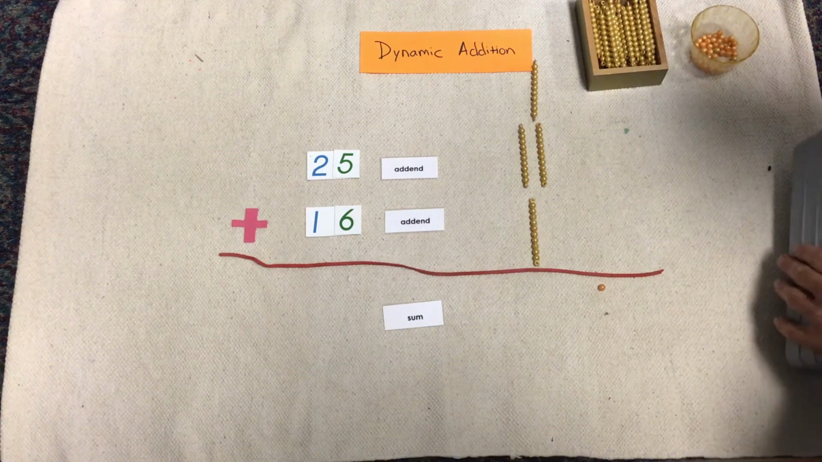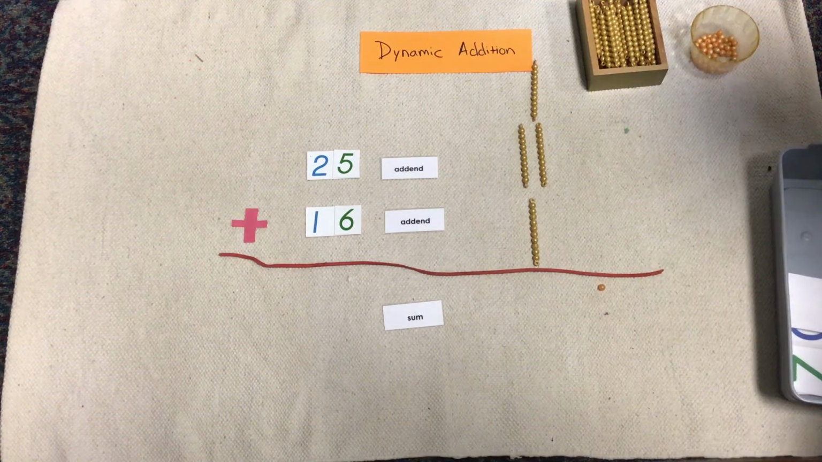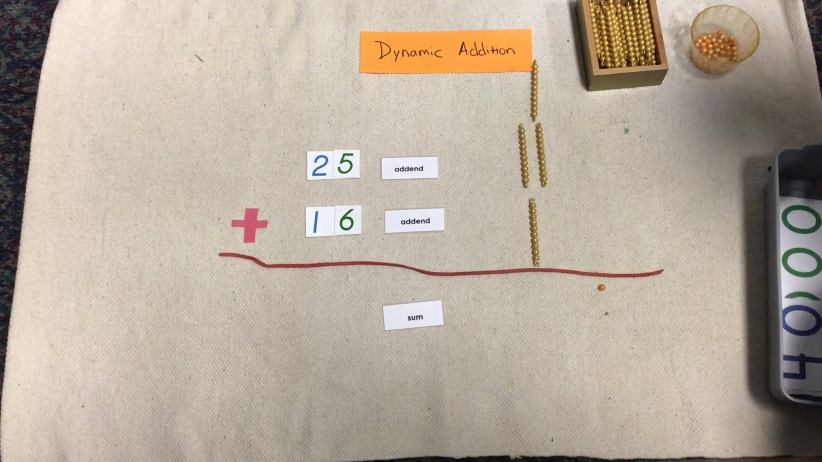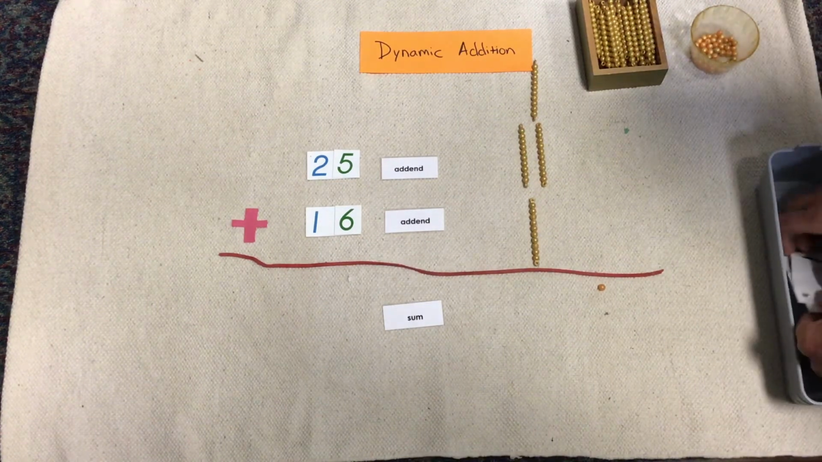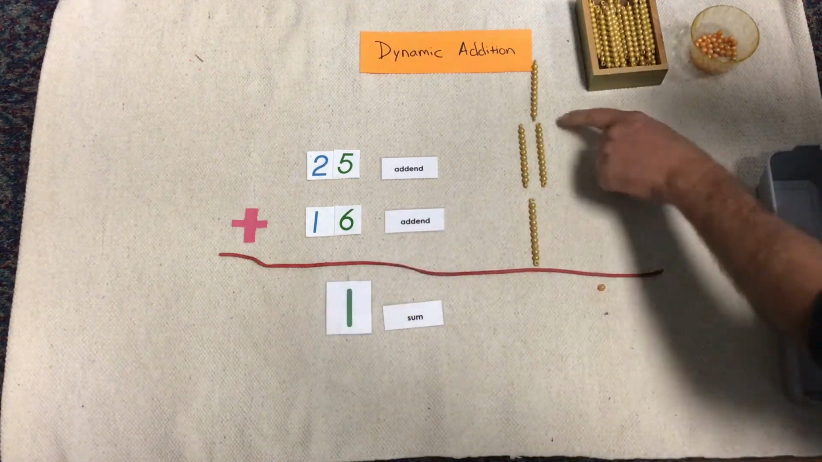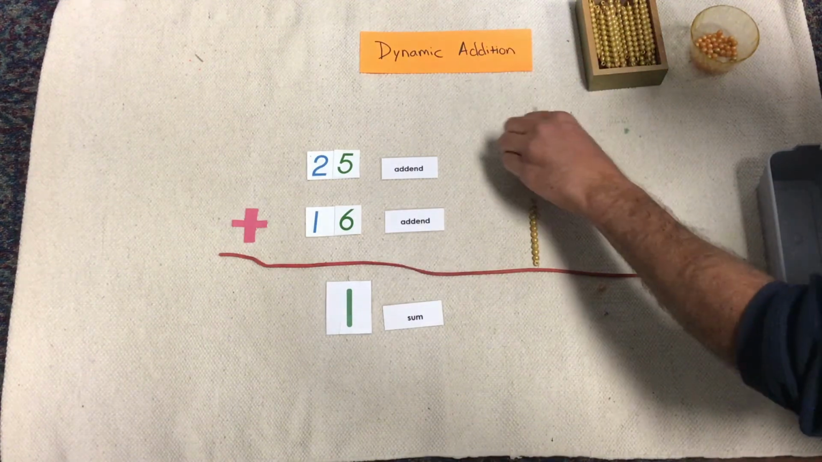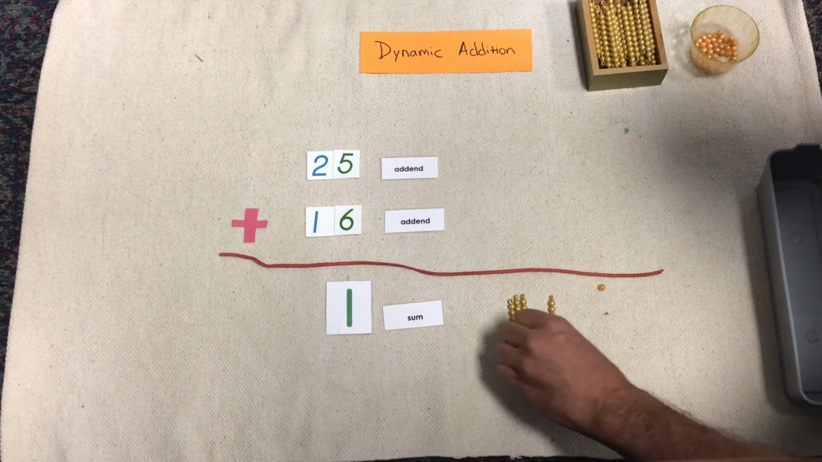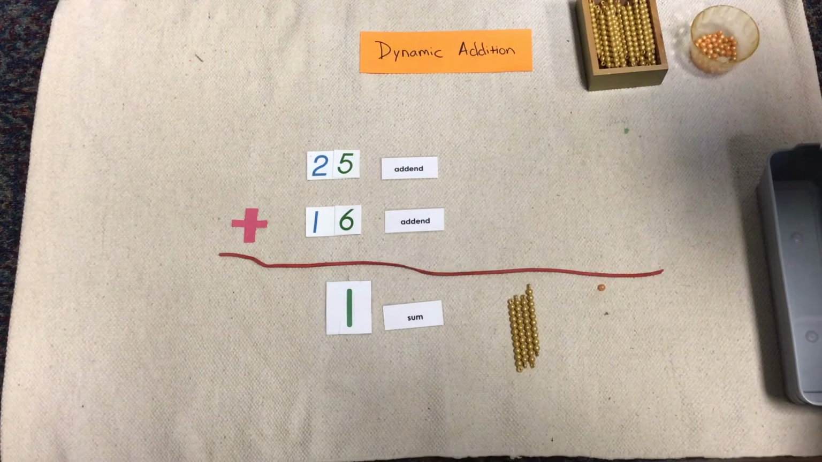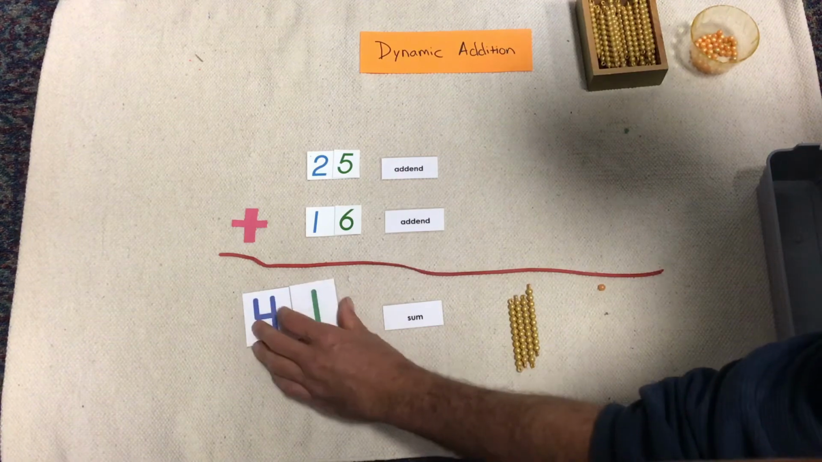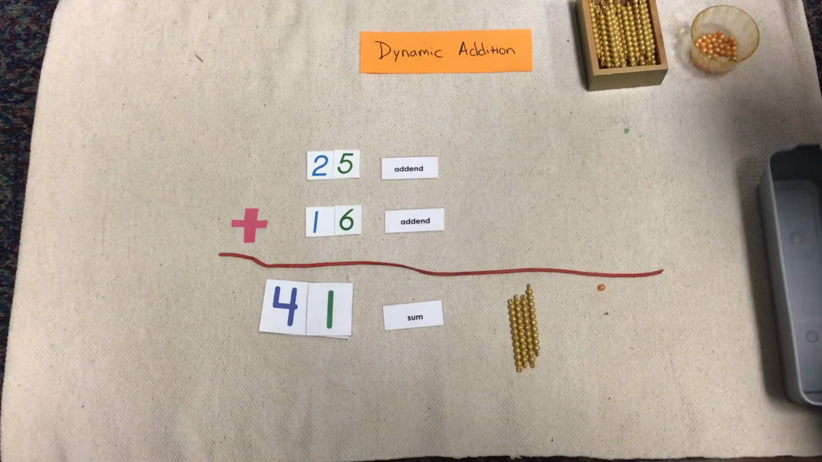So we can take our big numbers out because we know in addition that the answer is always bigger than the 2 addends. And put our 1 down. So we know that our sum is going to have a 1. Now let's take our tens and bring them down over the line. 10, 20, 30, 40. So that gives me a sum of 41. And that's how exchanges are done.